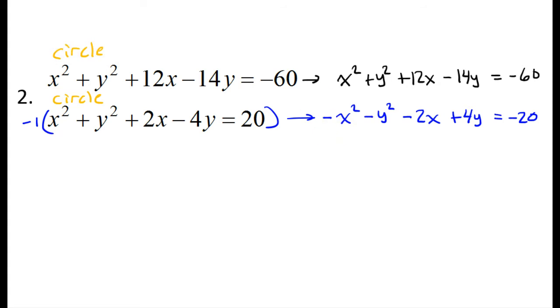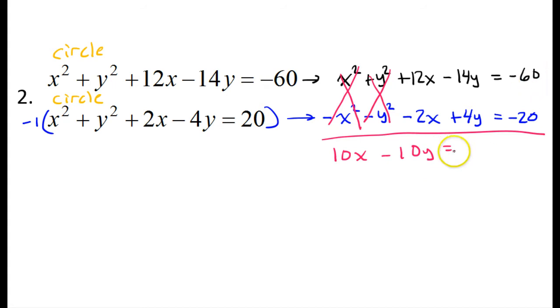All right, so elimination method is all about getting opposites that cancel. So in this case, the x squared cancels and the y squared cancels. So if I put these together, I've got 10x and negative 10y is equal to negative 80.